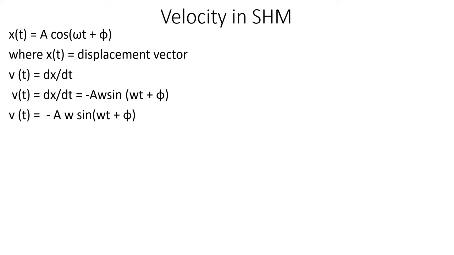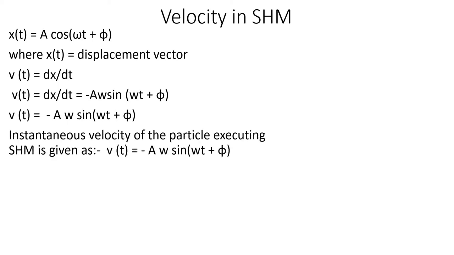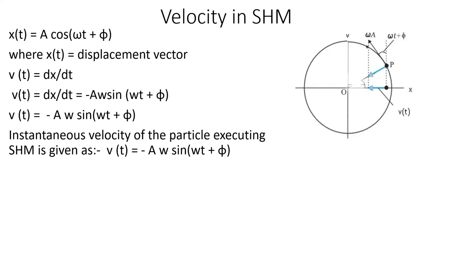If you differentiate, what will you get? Minus A omega sin(omega t plus phi). So velocity is given by minus A omega sin(omega t plus phi). So instantaneous velocity, we can write it as minus A omega sin(omega t plus phi). Here you can see in that graph, the maximum velocity is given by A omega, shown along the tangential direction.